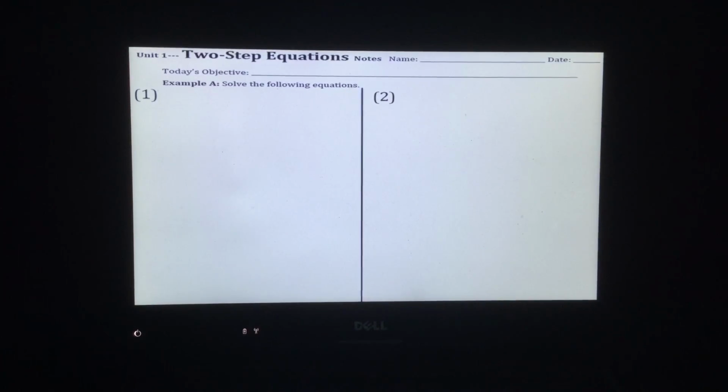Hey guys, welcome back. We've been doing one-step equations for a really long time. It's time to upgrade to two-step equations. So go ahead and write down today's objective. I can solve two-step equations.